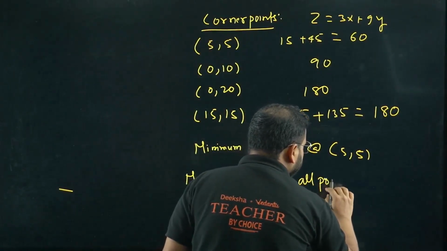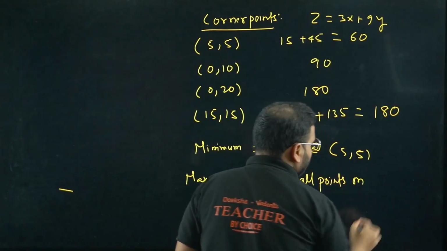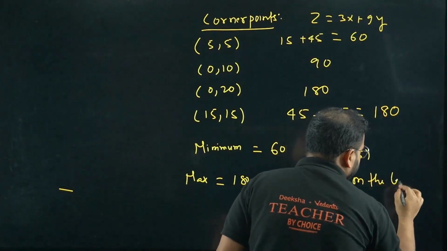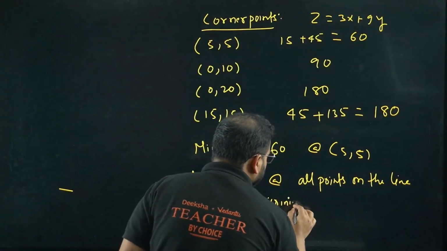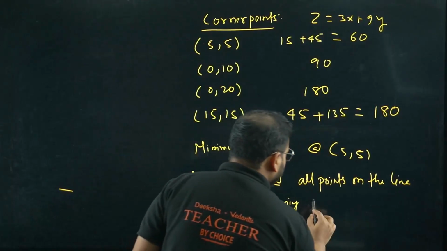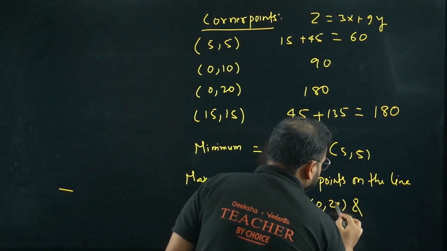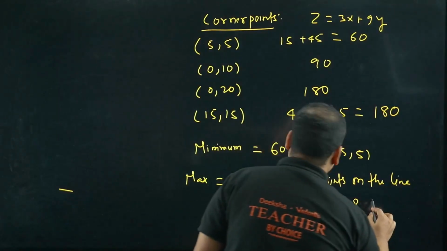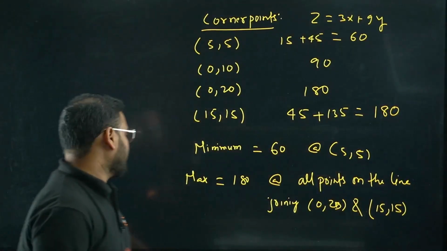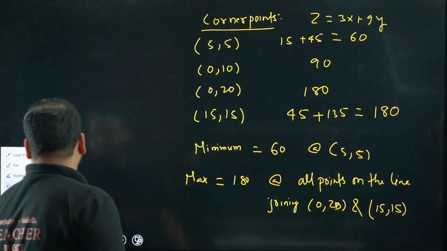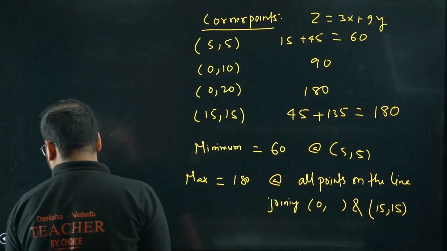All points on the line joining 0, 20 and please check 15, 15. 15, 15. One second. Doesn't look like a 20, sir. I'll change it. Okay. All right.